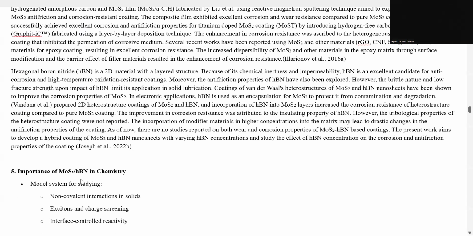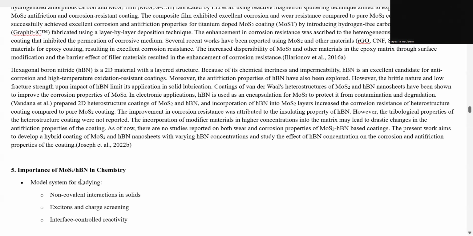The hexagonal boron nitride is a 2D material with layered heterostructures. Because of its chemical inertness and impermeability, HBN is an excellent candidate for anti-corrosion and high-temperature oxidation-resistant coatings. Moreover, the anti-friction properties of HBN have also been explored. However, the brittle nature and low fracture strength upon impact of HBN limit its application in solid lubrication.